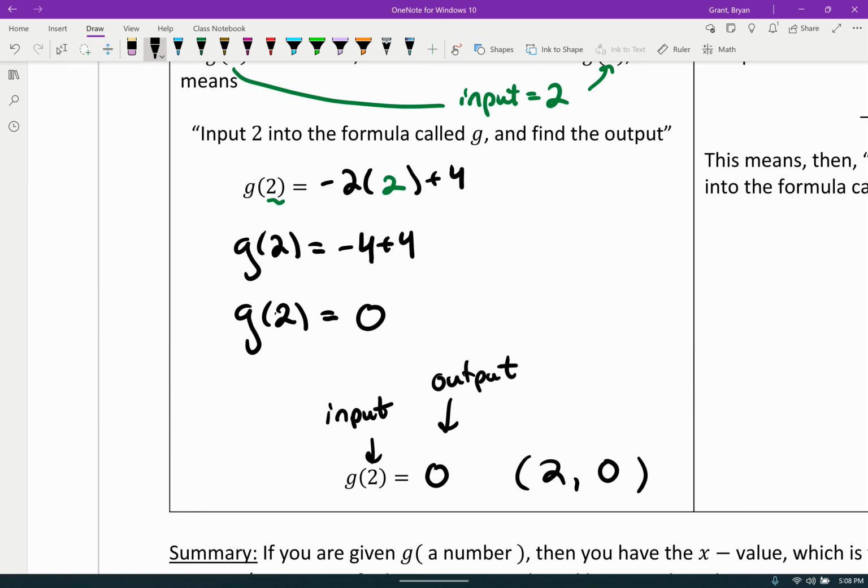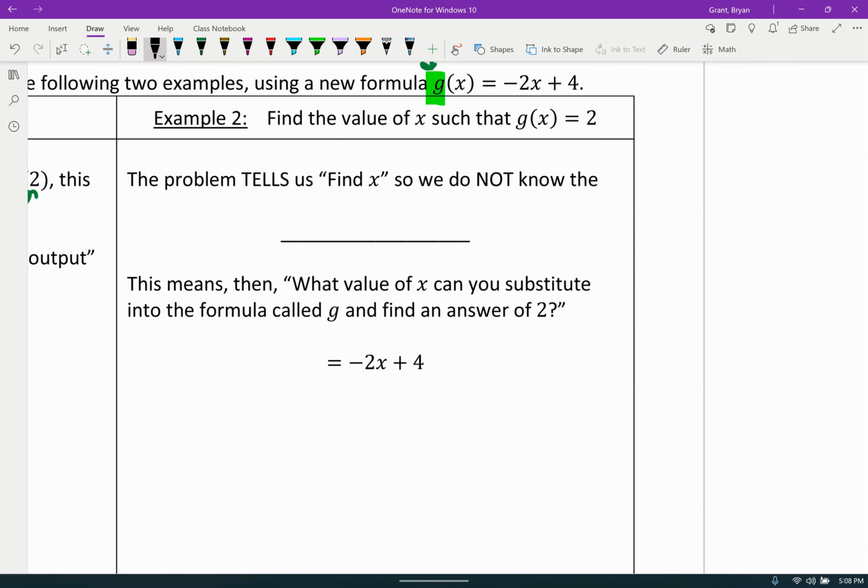Now, I said this gets tricky. This seems pretty straightforward. It's what we've been doing. But let's look at the second example. The second example says, find the value of x such that g of x equals 2. Now, this is already different because if you look at this formula, we do not have an input. We don't have an x value. The problem tells us to find x, which means in this problem, we do not know the input.